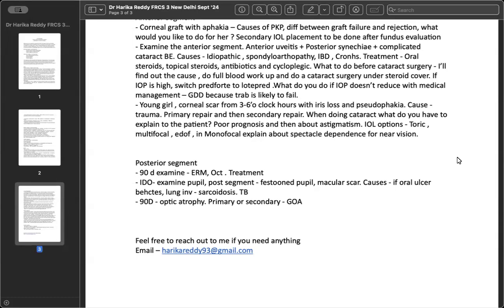Then moving on to the third case, there was an optic atrophy. They asked me whether it was primary or secondary. So I told them it was a glaucomatous optic atrophy. So yeah, that's about it. If you have any questions at all at this point, you can ask.